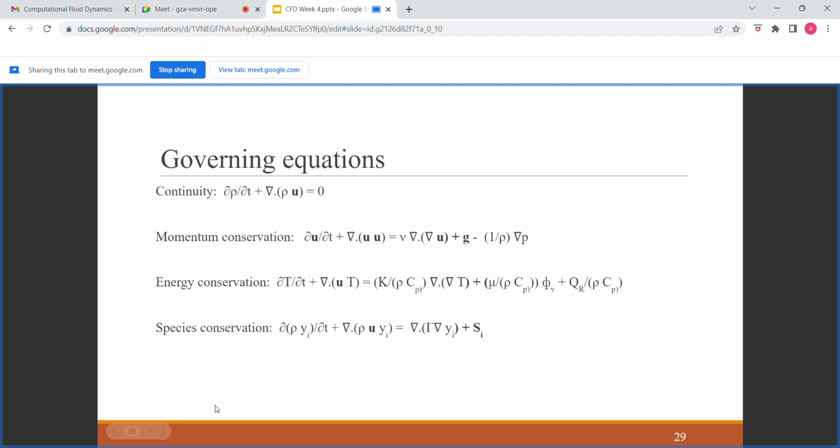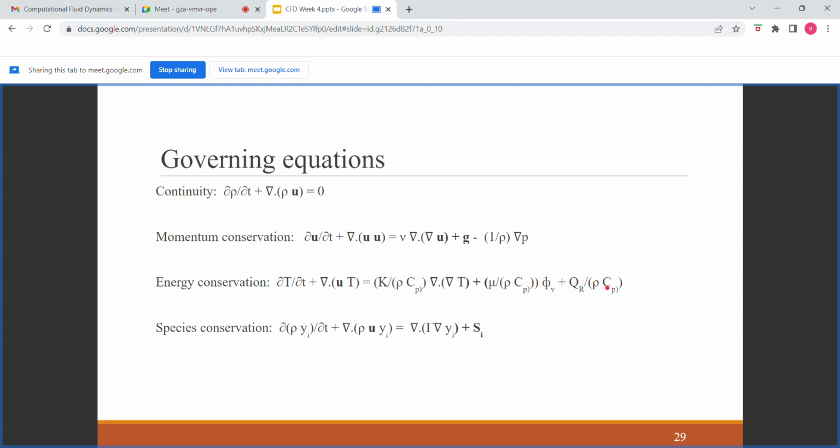So basically the governing equations are as follows. For the continuity equation, dou rho by dou t plus del dot rho u is equal to 0. The momentum conservation equation is dou u by dou t plus del dot u u is equal to nu, that is the kinematic viscosity, times del dot del u plus g minus 1 by rho times del p. Then the energy conservation equation is dou T by dou t plus del dot u T is equal to k by rho cp times del dot del T plus mu by rho cp times phi v plus QR by rho cp.